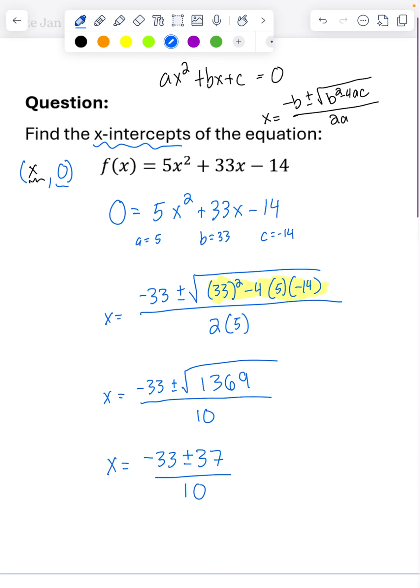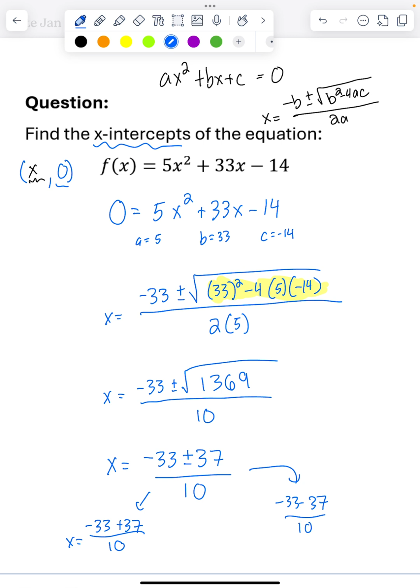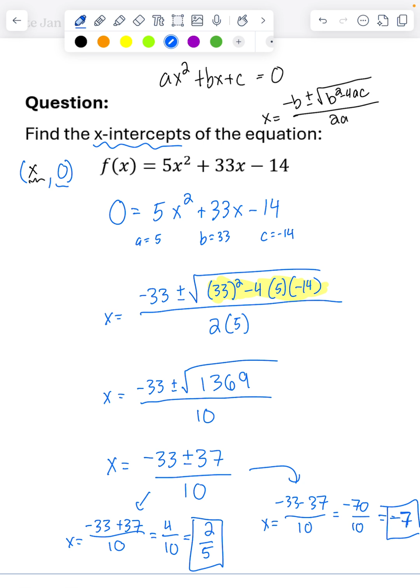All right. Now, because these are both whole numbers, we can combine these. So we're going to break it into two. We're going to do negative 33 plus 37 over 10 as one of our answers, and negative 33 minus 37 over 10 as our other answer. Negative 33 plus 37 is 4. So this becomes 4 over 10, or 2/5, which would be one of our x-intercepts. And the other one, negative 33 minus 37, would be negative 70 over 10, which becomes negative 7. So that would be our other answer. Remember, we're always going to get two answers with quadratics. Our two answers are 2/5 and negative 7.